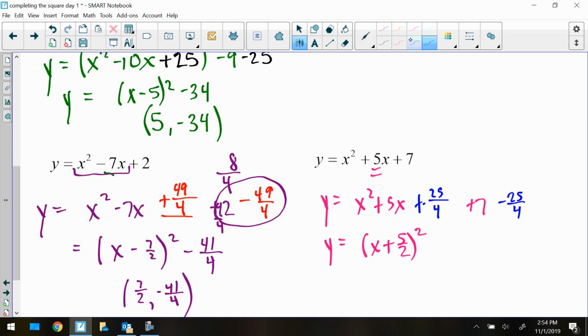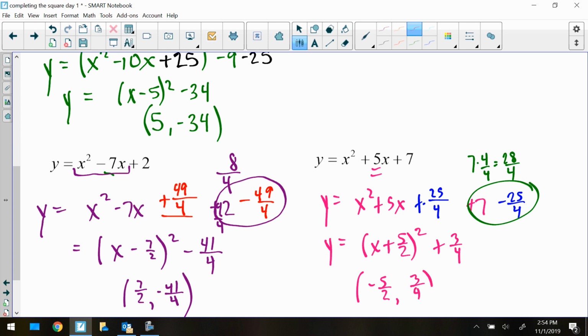So all I need to do now is combine 7 and 25 over 4. Well, if I take 7 and try to put it in terms of 4, I would get 28 over 4. So I essentially have 28 over 4 minus 25 over 4, and I am going to get plus 3 over 4, because 28 minus 25 is 3. I am allowed to do that because their denominators are the same. So as a vertex now, I'm going to be at negative 5 over 2 and positive 3 over 4.